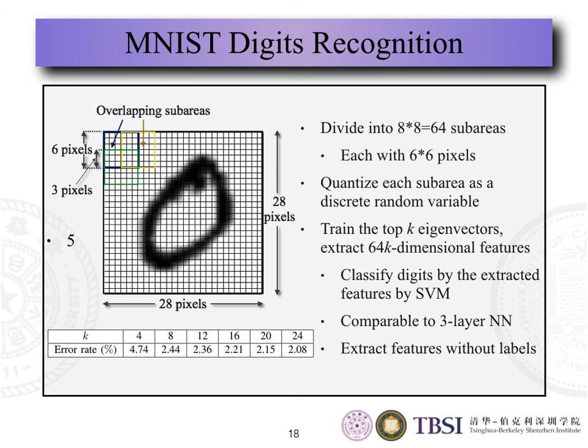And it turns out that for k equal to 24, the error rate of our experiment is 2%, which is comparable to a 3-layer neural network. And we know that the way the neural network trains the features is supervised learning because it uses the knowledge of the labels to train the features. In our approach, we train the features without the knowledge of labels. And we can see the performance is comparable, which shows that our approach can indeed extract important information in real problems.